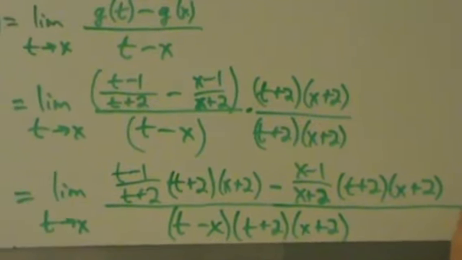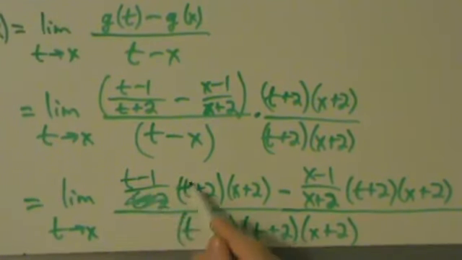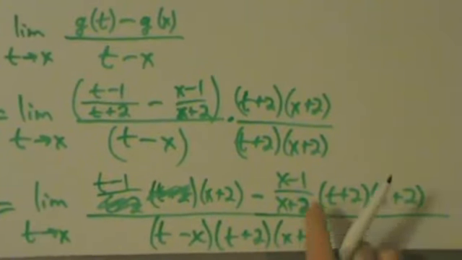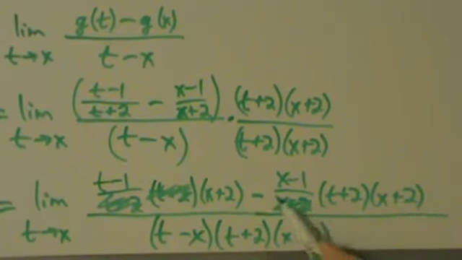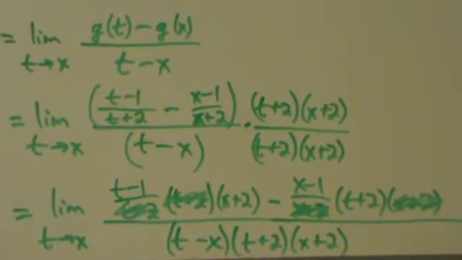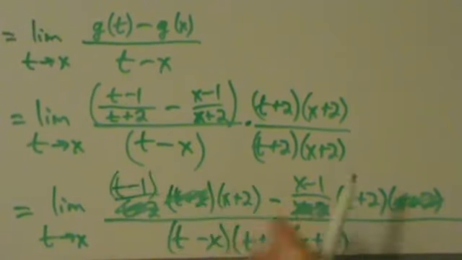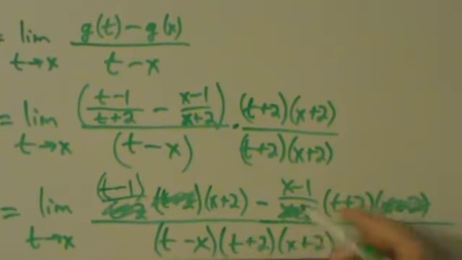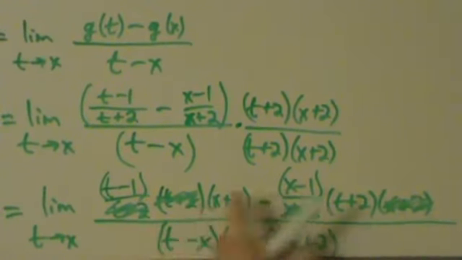Okay, so let's go ahead and see what we can simplify here. So (t minus 1) over (t plus 2), and then times t plus 2, so those are going to cancel. Wonderful. (x minus 1) over (x plus 2), and then times this x plus 2, so these guys cancel. Alright, so now what we're left with is (t minus 1) times (x plus 2), and then (x minus 1) times (t plus 2). So we got to be very careful about that.